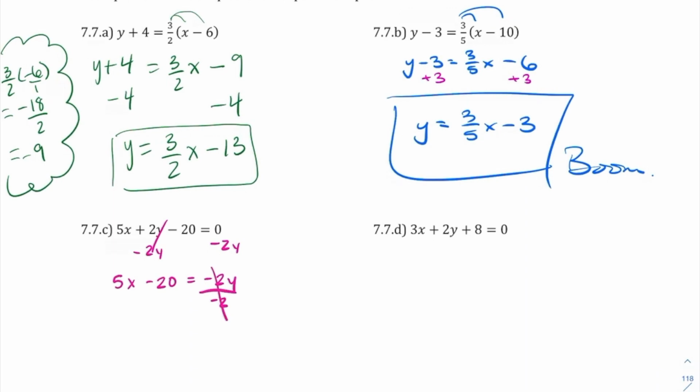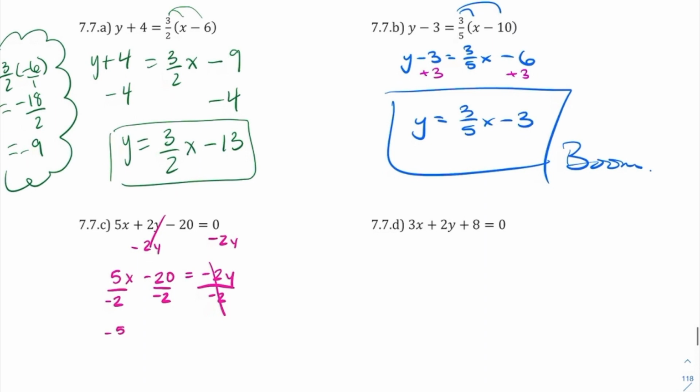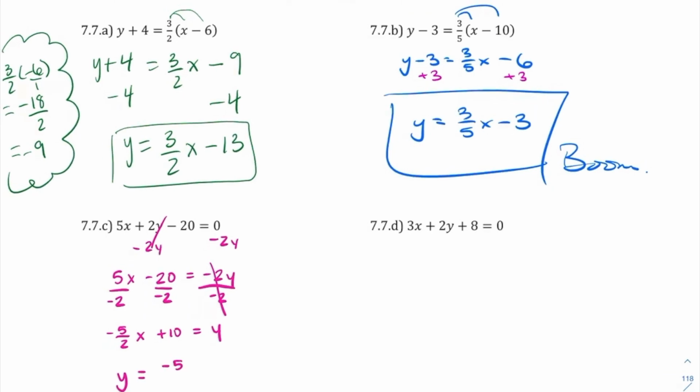Okay? From here, we want to get that y alone. y is being multiplied by a negative 2. To undo multiplication, we divide. And if we divide one side, we have to divide the other side. And we are dividing every single term on that other side, which means the negative 20 gets divided by negative 2, and the 5x gets divided by the negative 2, which will leave us with negative 5 halves x plus 10 is equal to y.